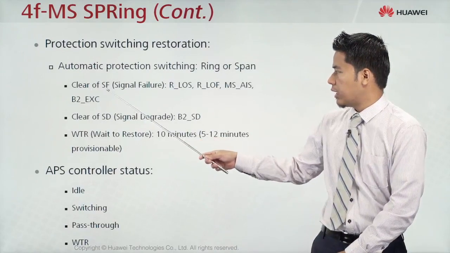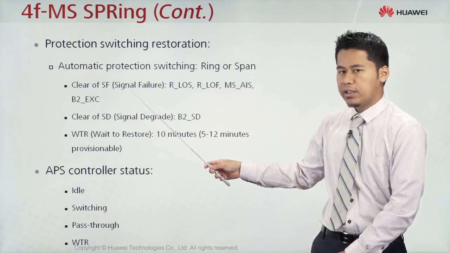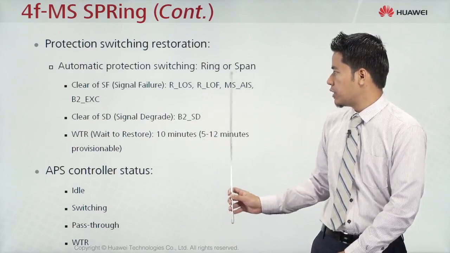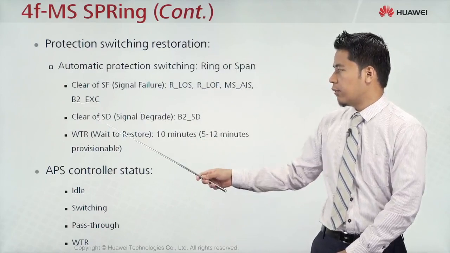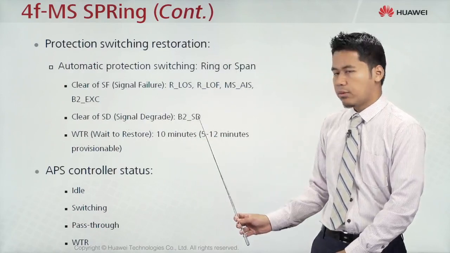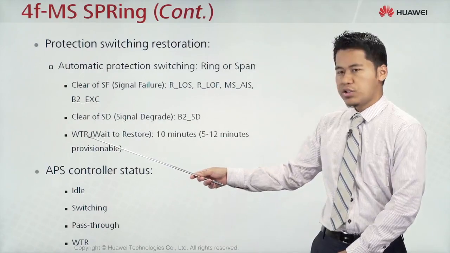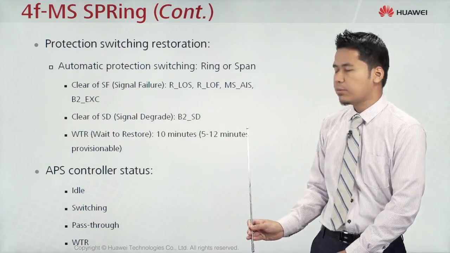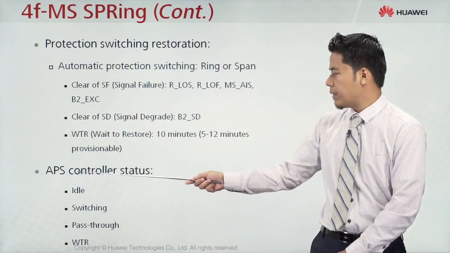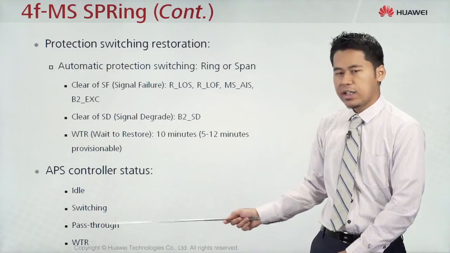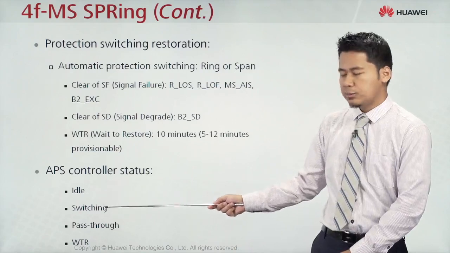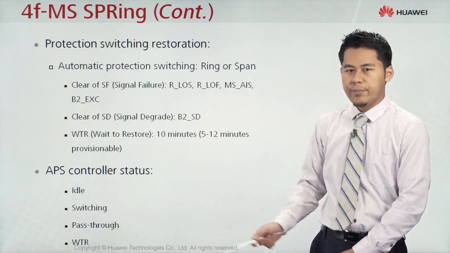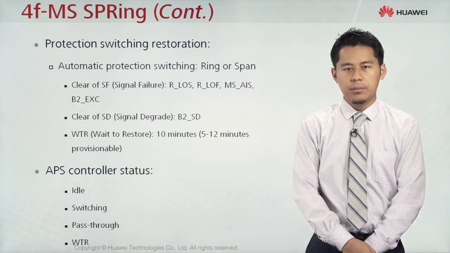So you clear off the SF, which is signal failure. This is the alarm involved, which is the R loss, LOF, and the rest. For the clear of the SD, this is the alarm for it. And of course, for the restoration, WTR, you have to set it as 10 minutes, 5 to 12 minutes provisionable. So here, the APS control status, you can have four, which are the idle, the switching, the pass-through, and also the WTR, wait to restore.